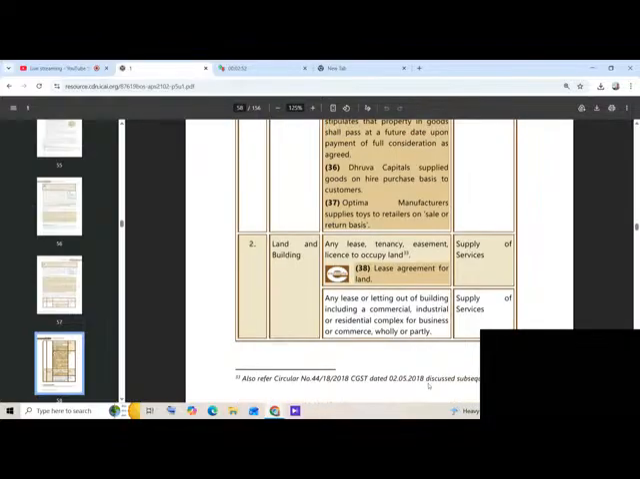So when you transfer the title in goods under an agreement, it's supply of goods. When you transfer the right in goods or undivided share in goods without transfer of title, this is a supply of services.